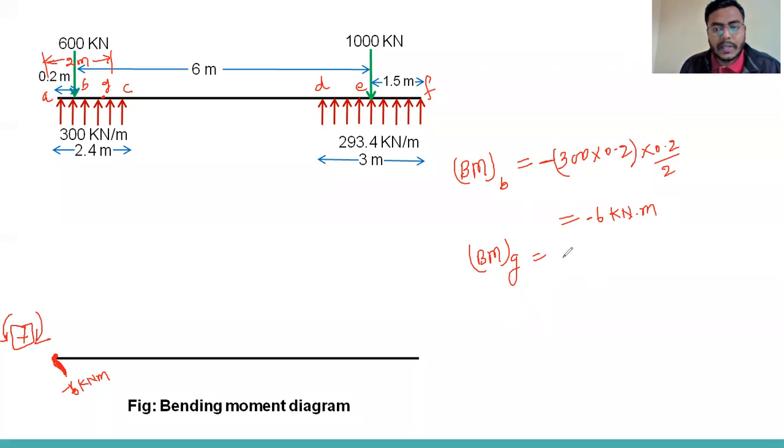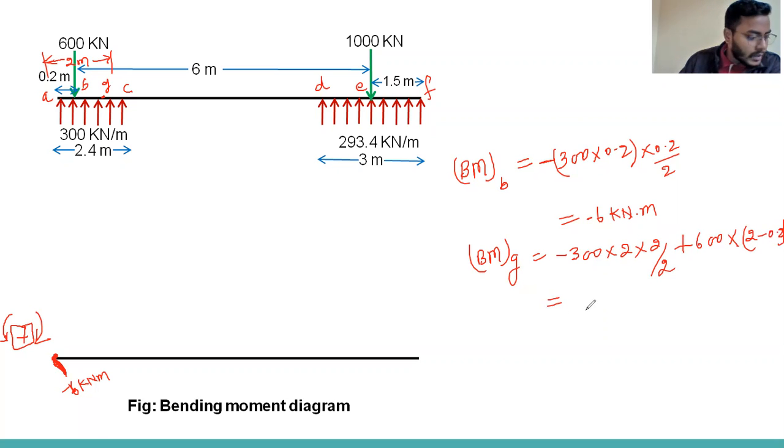We can write at a point G, so we can write minus 300. What is the distance of point G from the left side? That is 2 meters. So 2 into 2 divided by 2. This is the force, and this is the center of this force to the section where I'm calculating, right? And then one is a concentrated load, so that will be positive. So 600 into 2 minus 0.2. So you can calculate. I have already calculated, so I'm writing directly. That is 480 kilonewton plus.